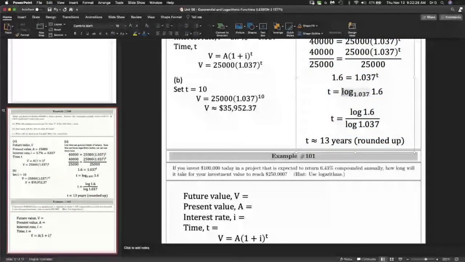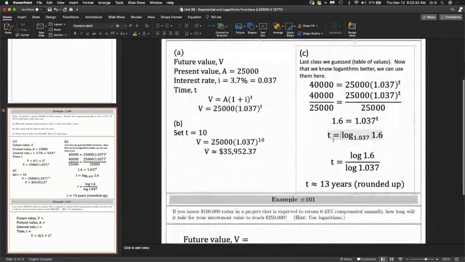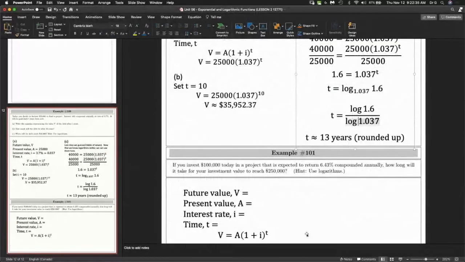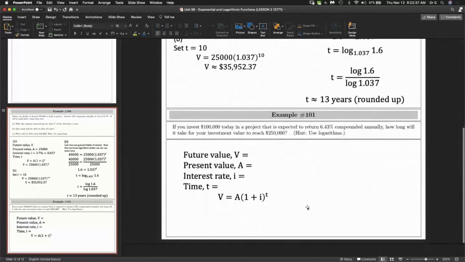Most likely, you're not going to have a special button that looks like that. You're going to have to figure out an alternative, which is the basic rule. So question 101 is kind of your opportunity to bring it all together. So let's work through this one carefully together and see how it goes.